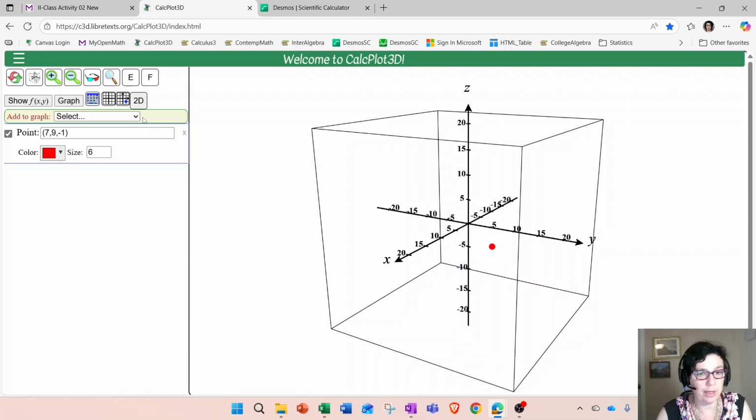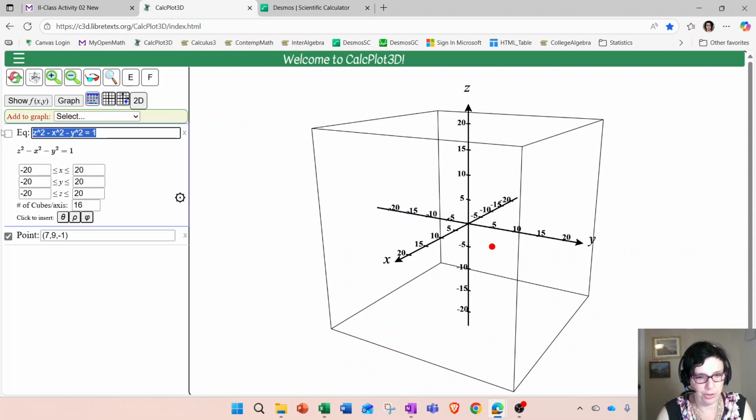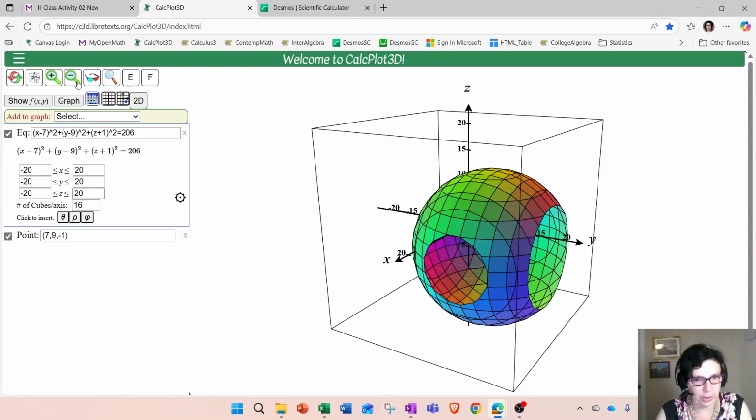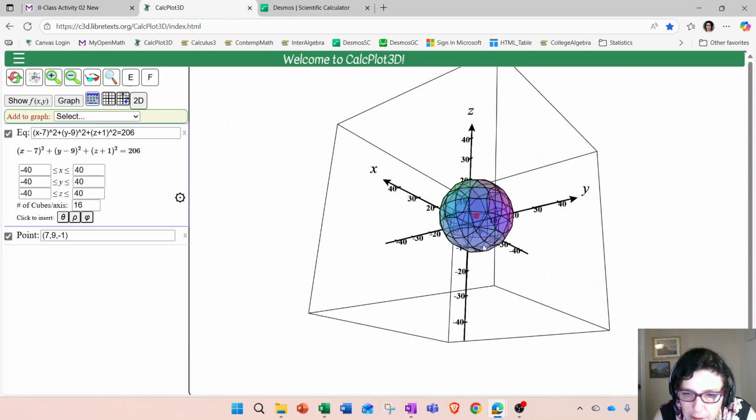Okay, and then I'm going to type the equation of the sphere that I found. That's going to be x subtract 7 squared plus y minus 9 squared plus z plus 1 squared equal to the radius squared, but 206. So there is going to be our sphere. Well, we cannot really see it very well. Okay, now you can see it. Now I need to make it transparent so that you can see the center, right?